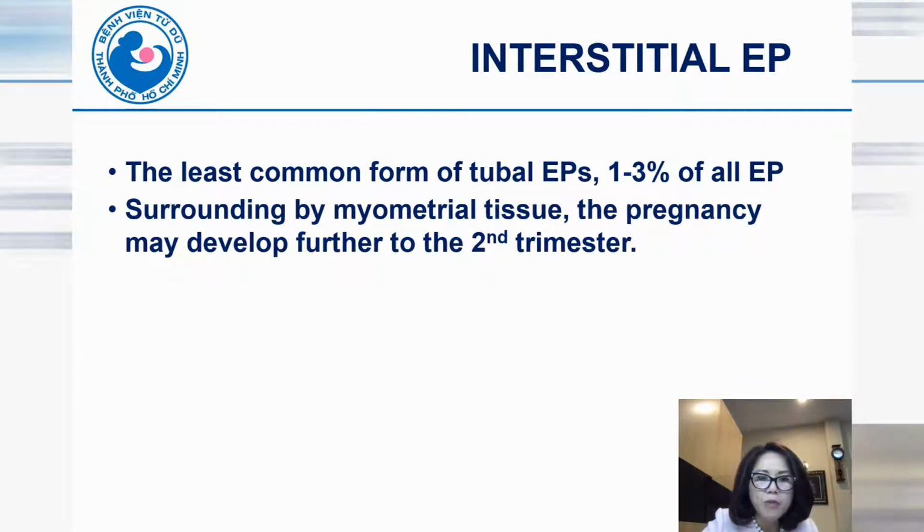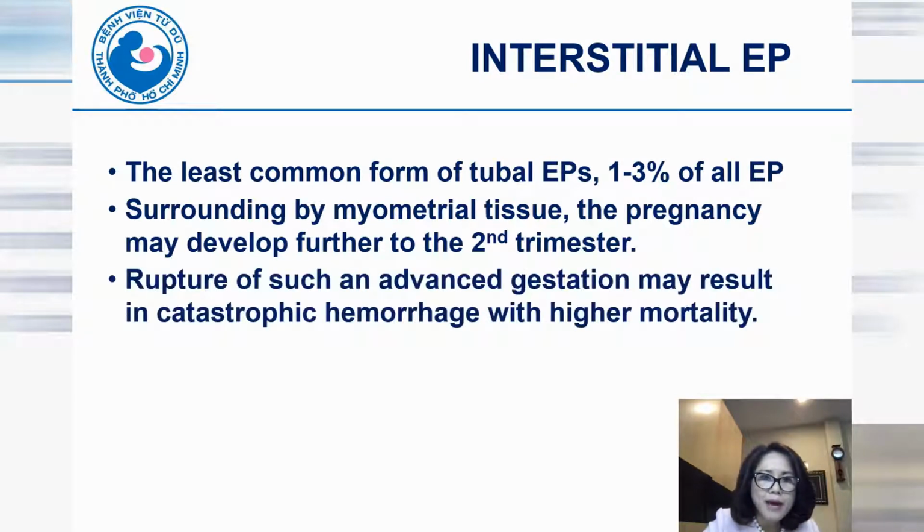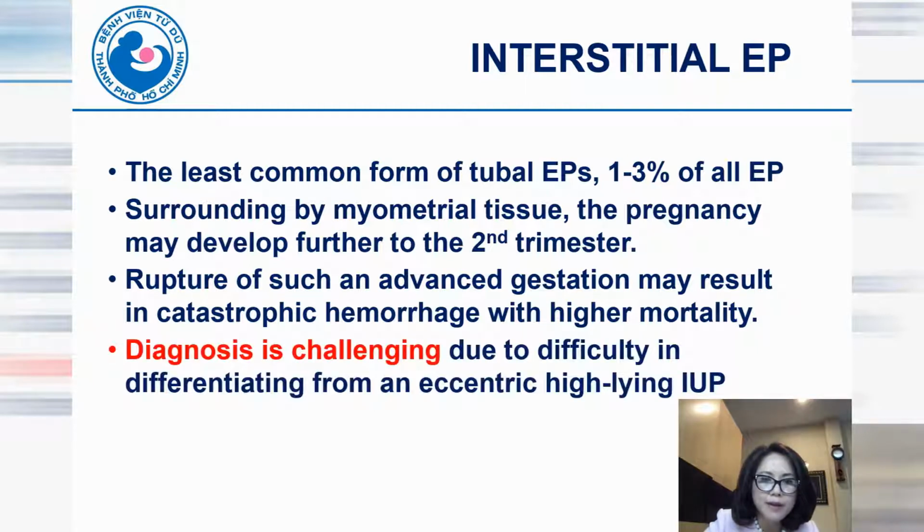Because it is surrounded by myometrial tissue, the pregnancy may develop further into the second trimester, and rupture of such an advanced gestation may result in catastrophic hemorrhage with a higher mortality. The diagnosis is challenging due to the difficulty in differentiating it from an eccentric high-lying intrauterine pregnancy.